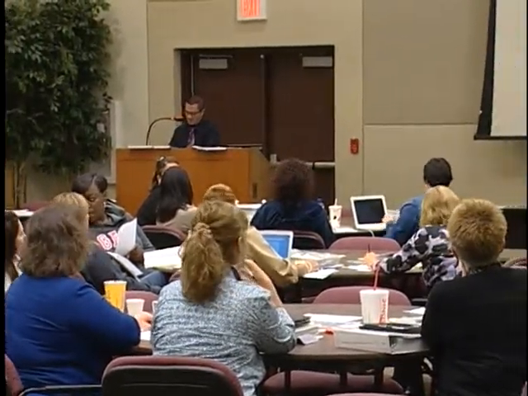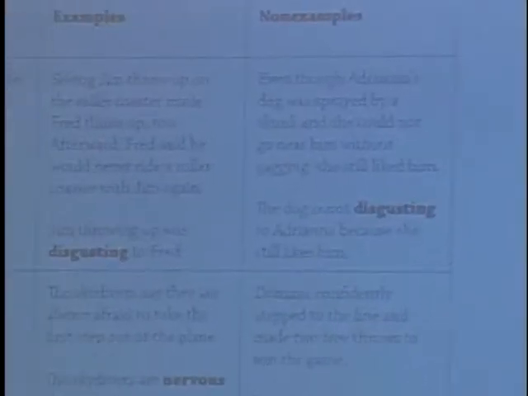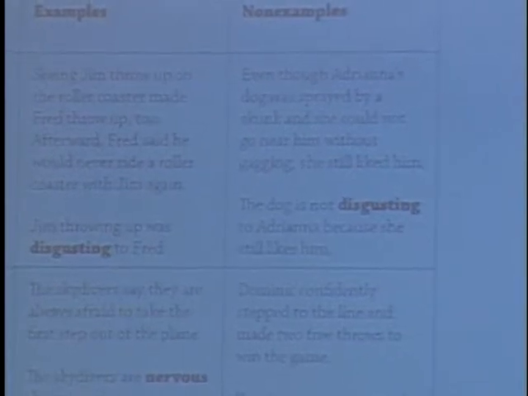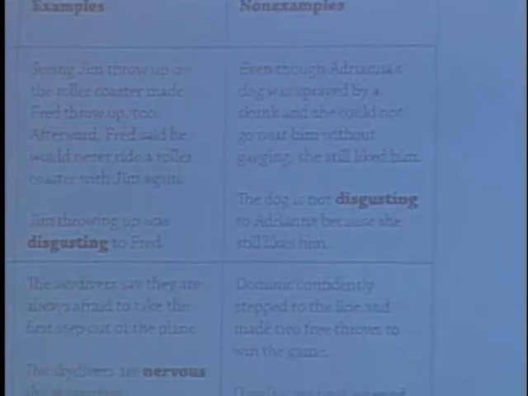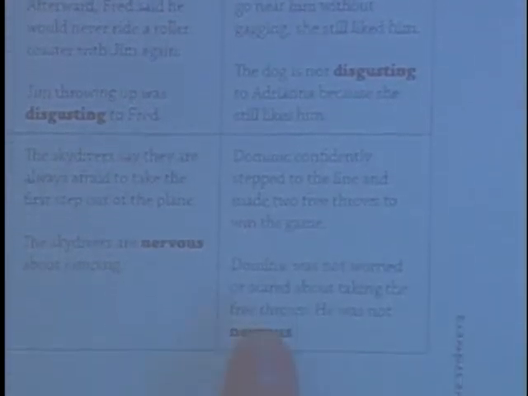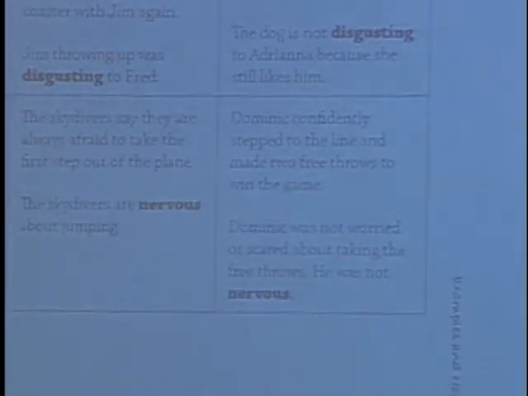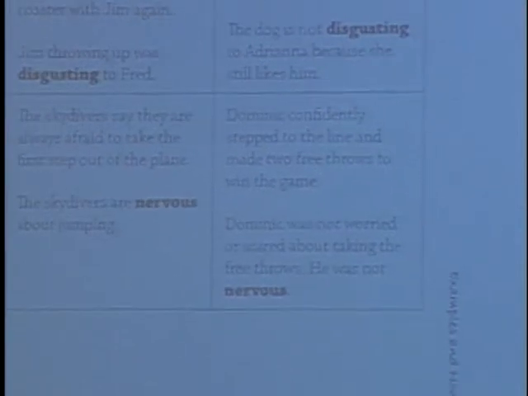Here are my non-examples. Even though Adriana's dog was sprayed by a skunk and she could not go near him without gagging, she still liked him. The dog is not disgusting to Adriana because she still likes him. Dominic confidently stepped to the line and made 2 free throws to win the game. Dominic was not worried or scared about taking the free throws. He was not nervous. So very nice. That was the we do.